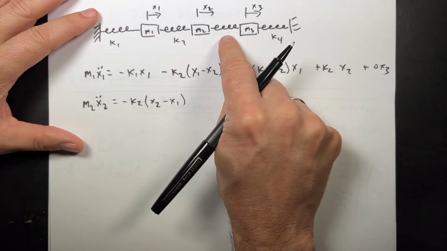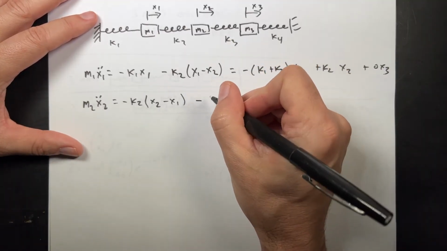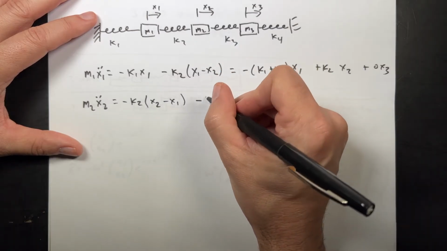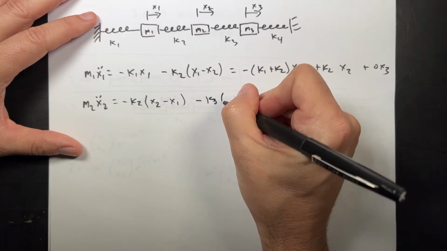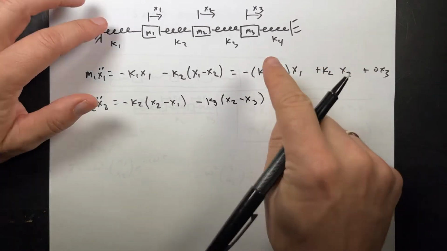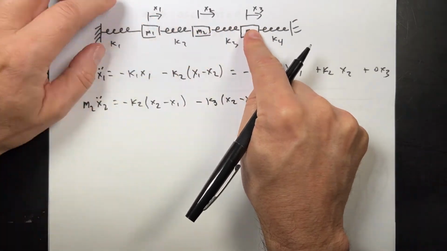Now I have this one, the same thing over here. I'm going to write this as minus this spring, k3, times x2 minus x3. Right, because again, it's the same as that, except I'm doing this spring right here. So that moves forward, it gets pushed back.